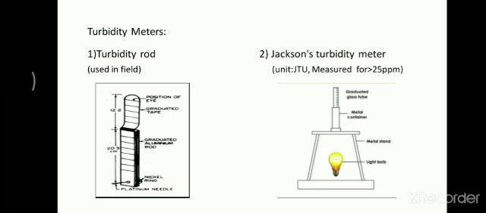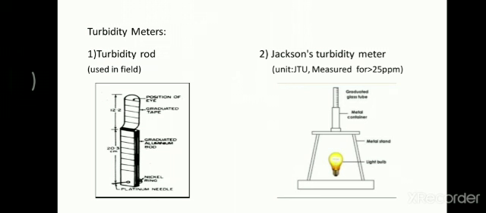Next, Jackson's turbidity meter. Here the unit is JTU, and it is used for turbidity greater than 25 ppm, preferably more than 100 ppm. It consists of a metal stand on which a metal container is placed, and then a glass tube. The water sample is poured into the glass tube, and then the image of the flame within the metal stand, which can be a candle or a light bulb, is observed.